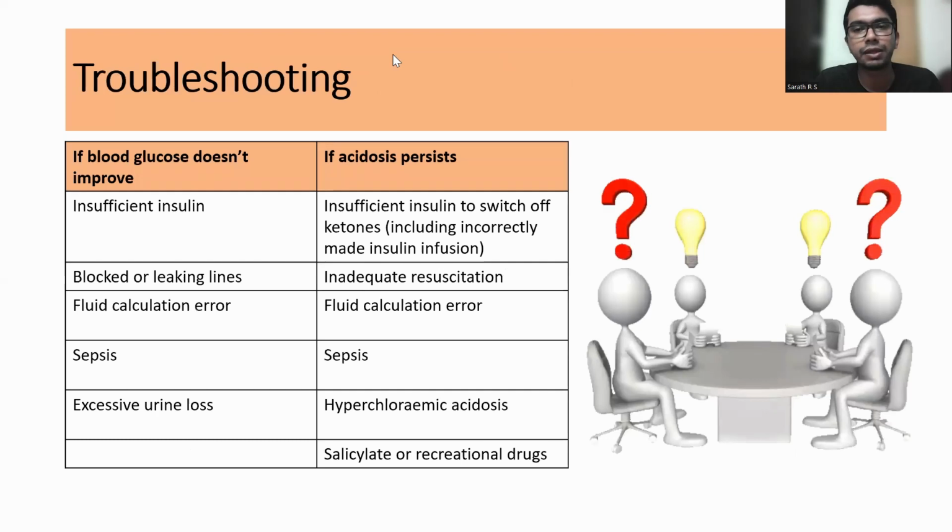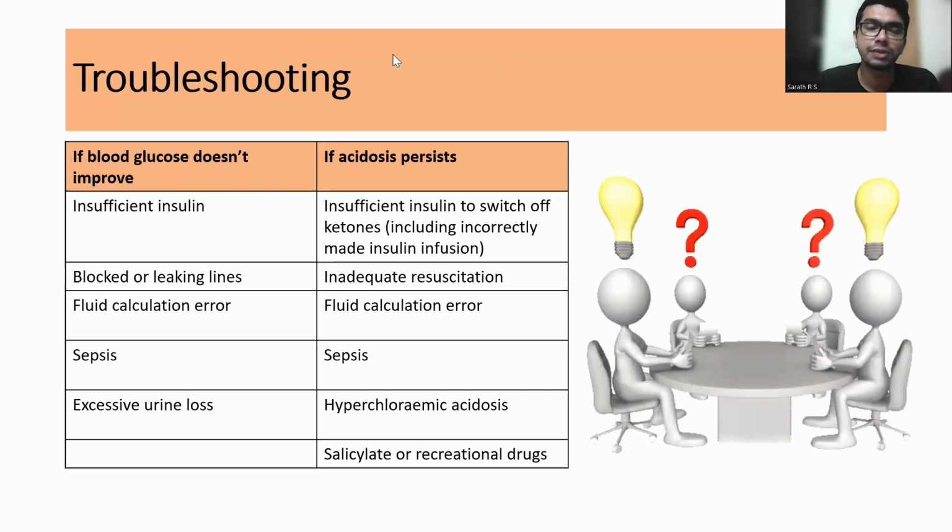Despite doing everything right, what if the blood glucose doesn't improve? The possible causes are we are not giving a sufficient amount of insulin. The cannula might not be working properly. We will ask the nurse who prepared the insulin infusion whether he or she has flushed the tubings or not. Then we will consider sepsis and give antibiotics. Then if acidosis is persisting despite all the treatment, and we have rechecked our insulin, then we might have underestimated the fluid loss. We might have given inadequate fluid, so we have to increase the fluid rate.